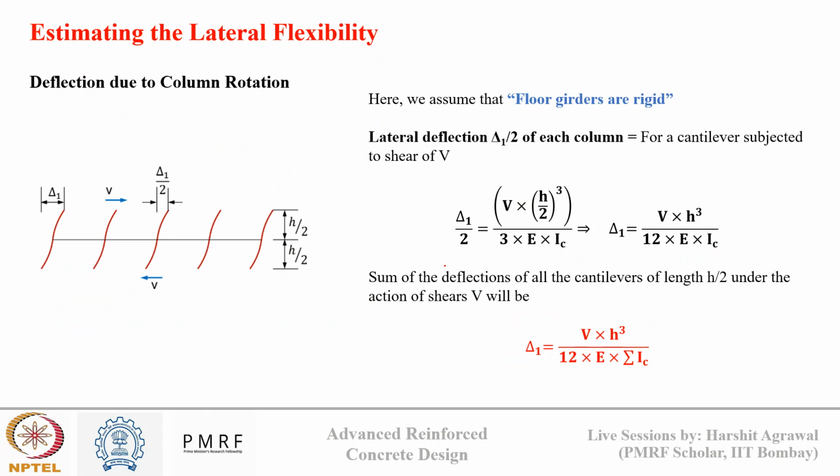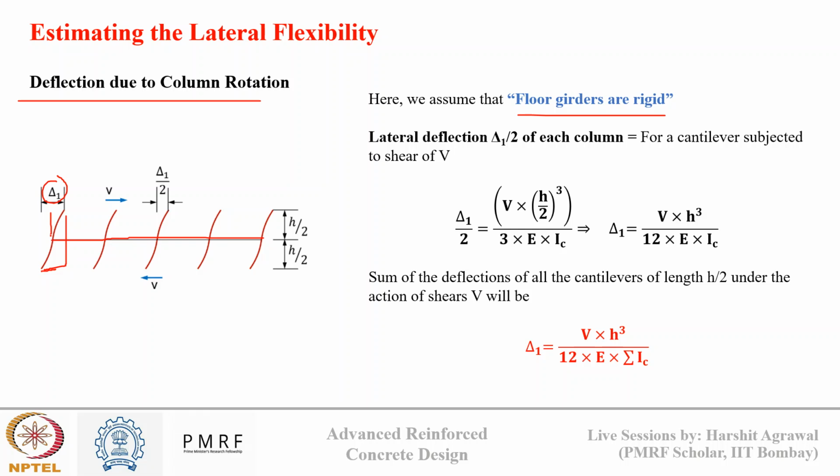Now, for estimating the deflection due to column rotation, the course says that we need to assume that the floor girders are rigid. So in the first case, I'm assuming that these girders are rigid. Only the columns are undergoing deflection. So this delta will be the displacement between the top and the bottom. That will be represented by delta 1.